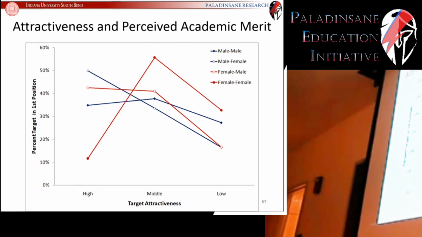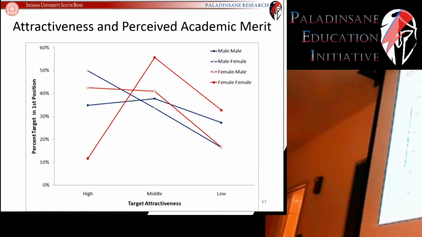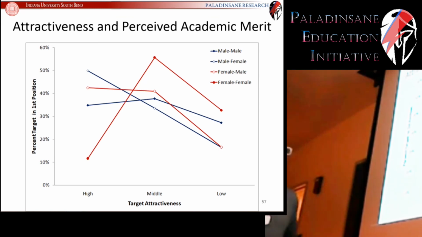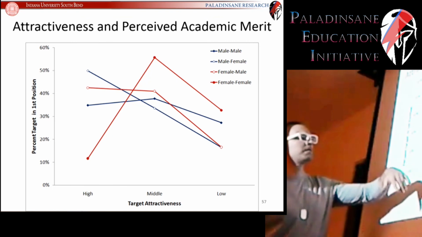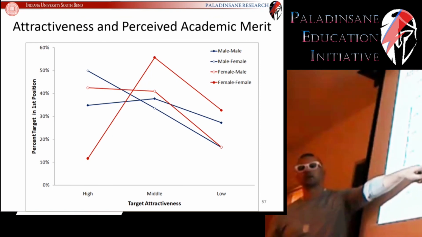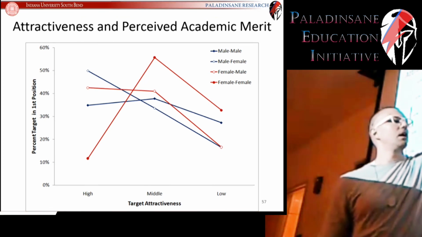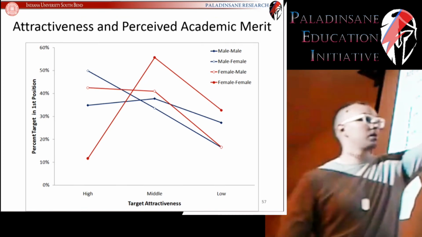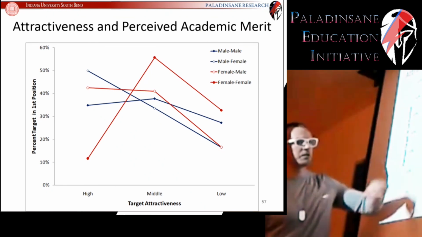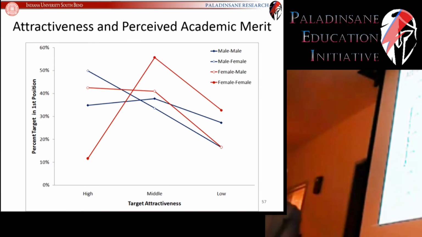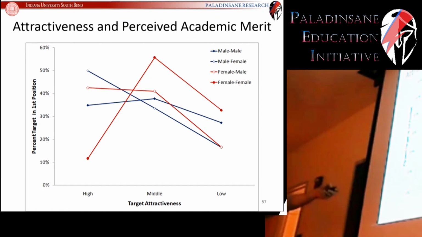This is the effect that they got when females were judging females. So by far, the greatest effect of attractiveness, by far the lowest scores for the highly attractive females. Middle attractive females got the most. This is like the first time unattractive females did better than any other group, in this case doing better than highly attractive females. So that was the big, huge result. That's the reason that this got picked up.